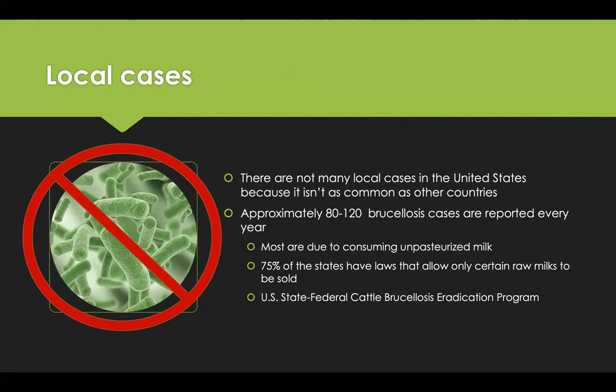The U.S. State Federal Cattle Brucellosis Eradication Program is a program that specifically focuses on brucellosis and creates ways and regulations to prevent having brucellosis being common in the United States.